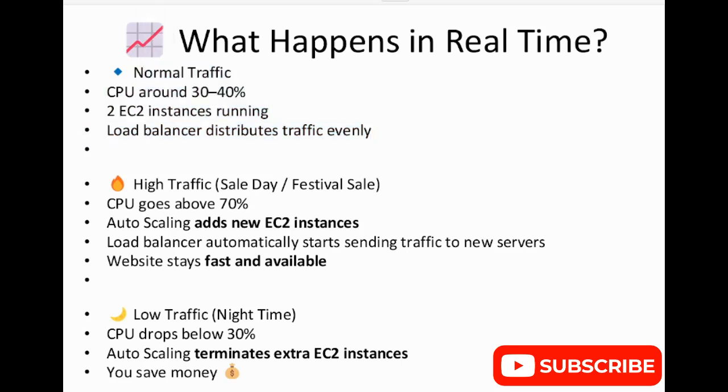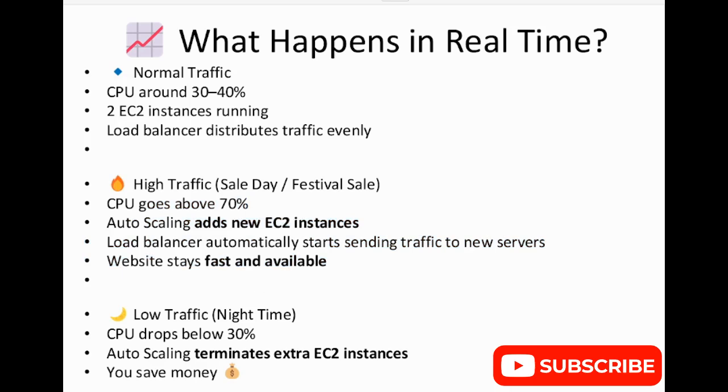But in the case of high traffic, like a sale day or festival season, CPU goes above 20%. Auto scaling adds new EC2 instances, and the load balancer automatically starts sending traffic to the new servers, and the website stays fast and available. So in the case of high traffic, all these tasks are performed by the CPU metric, auto scaling, and the load balancer.